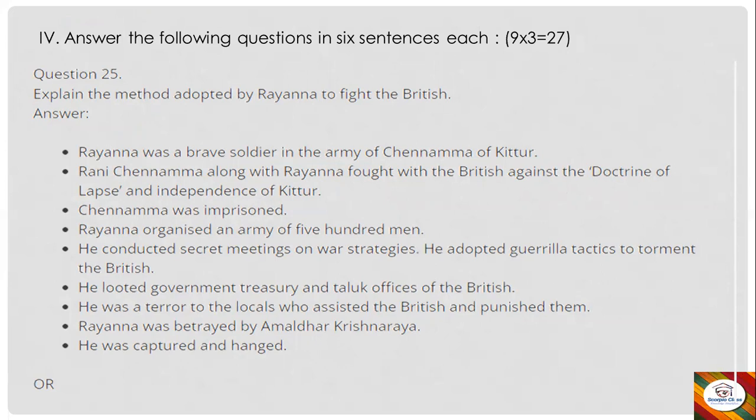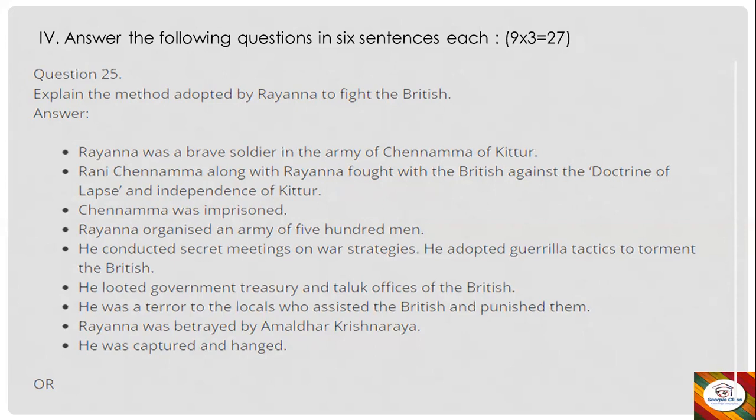Question number 25 under fourth main. Answer the following questions in 6 sentences each. We have 9 questions of 3 marks each, which gives 27 marks. Now here, for some questions you have internal choices. You can choose any one of it and write it. So question number 25, here you have an internal choice. One more question is there, and "or" is written there. So let's see the first question and then we'll go to the next.